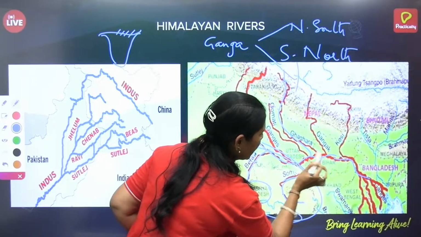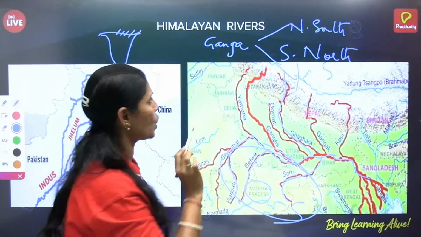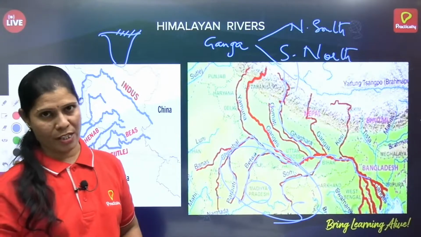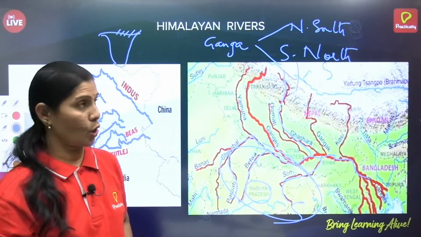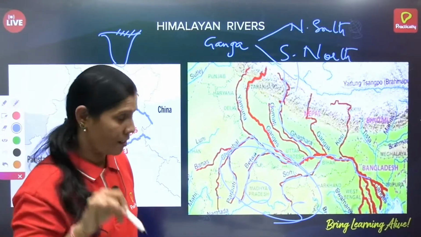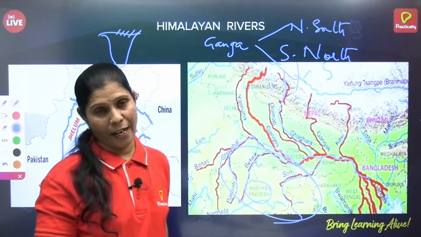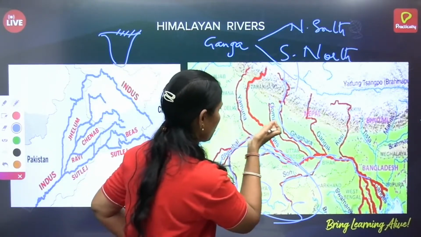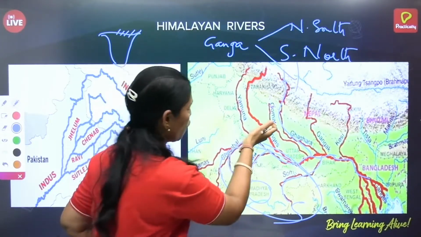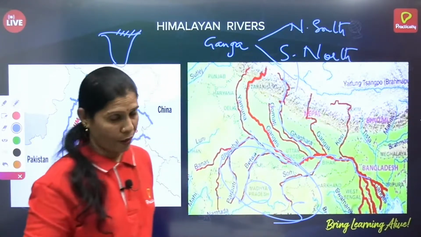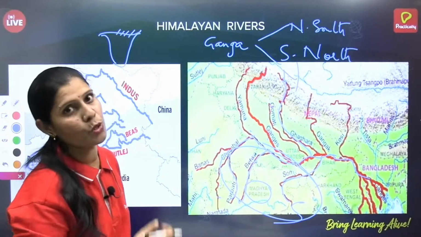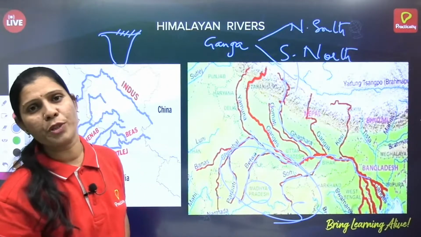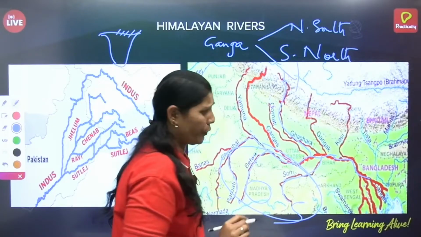Now the Ganga has two categories of tributaries. North to south flowing tributaries means Ghaghara. You may get a question like which among the following is a north to south flowing tributary. North to south flowing means Ghaghara, Gomati, Gandak, Kosi. Or if the question is about south to north flowing tributaries, that means Betwa, Chambal, Son and Ken also come. So these are the tributaries.